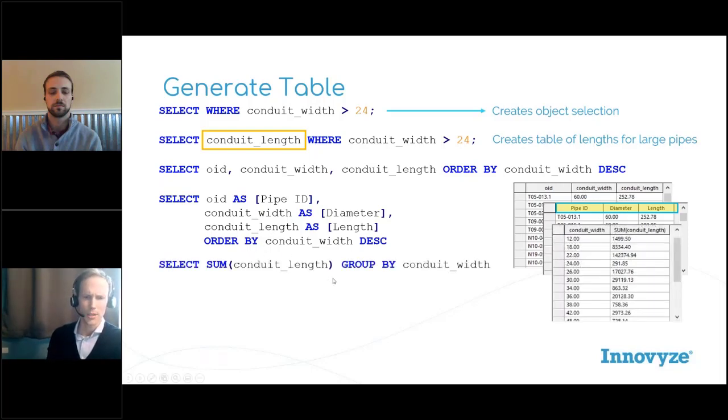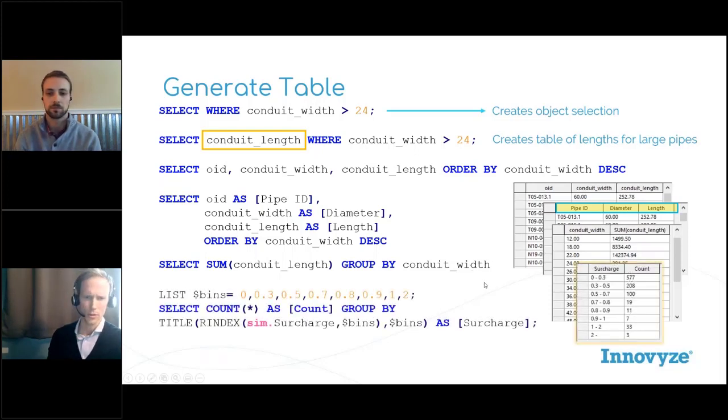You can also use a group by function. So you could say select sum on the conduit length, and then we group by the width. What this does is add up all of the pipe length grouped by different diameters. This is an example of that table. So for 30, this is all my 30-inch diameter pipe, and that totals 29,000 feet. And so that's useful.